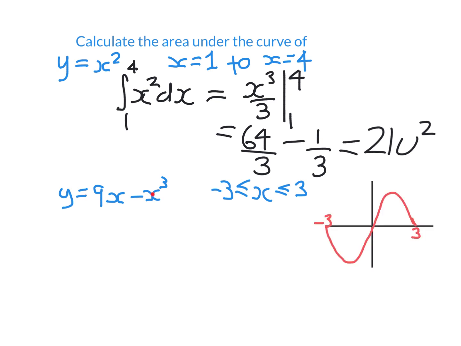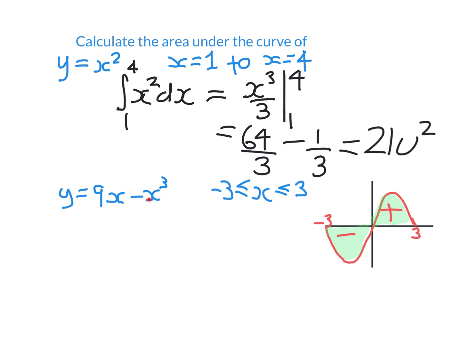The reason this one's a bit more complicated is its graph looks like this. It actually spends some time under the x-axis. So if I were just to calculate the area like normal, the problem is this area here would actually be negative when you performed the integral. Negative area just means it's below the x-axis, whereas this area here would be positive.